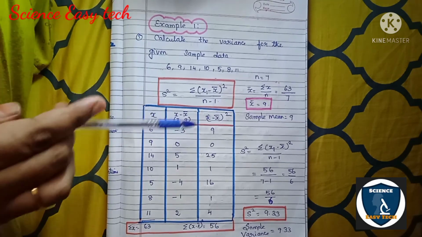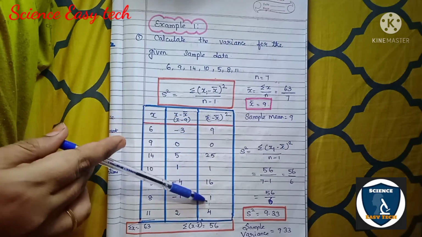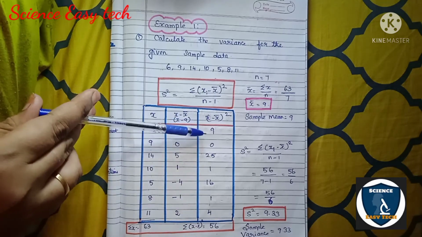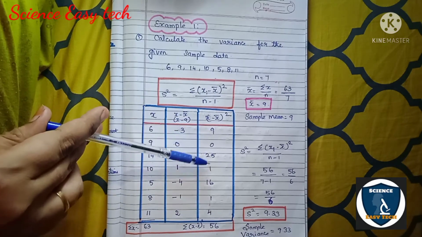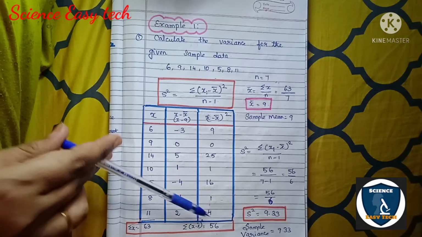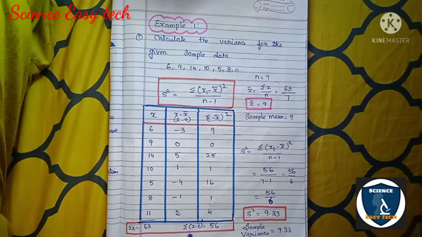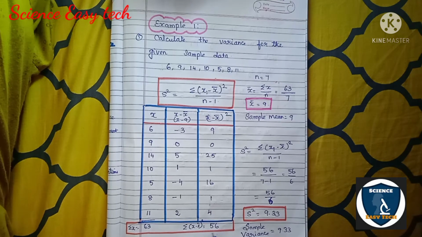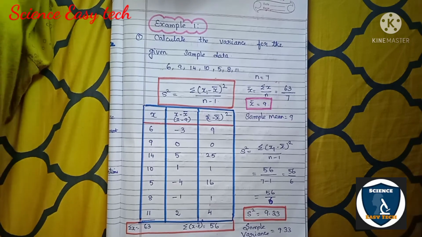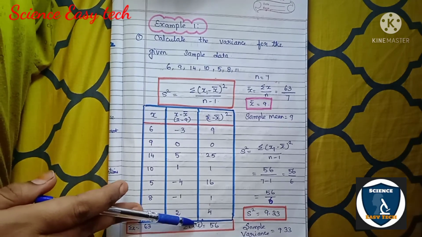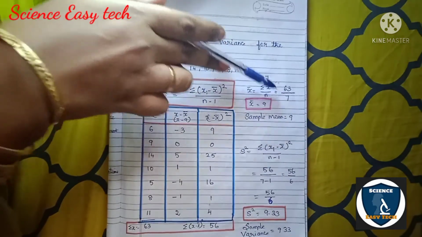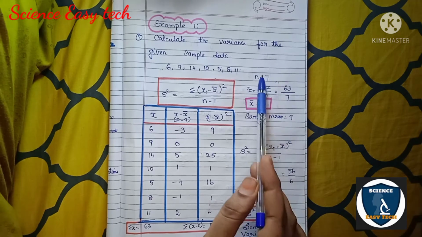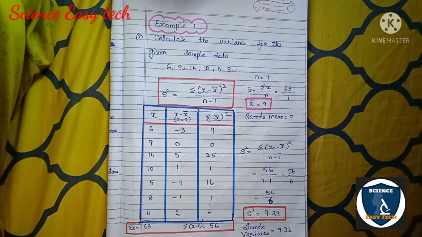Then what you have to do is add all the x minus x bar whole square values. When you add 9 plus 0 plus 25 plus 1 plus 16 plus 1 plus 4, you get the summation of x minus x bar whole square, which is equal to 56. Next, what is n? N is 7. So you have got the numerator, and 7 minus 1 is 6, so you have got the denominator also.